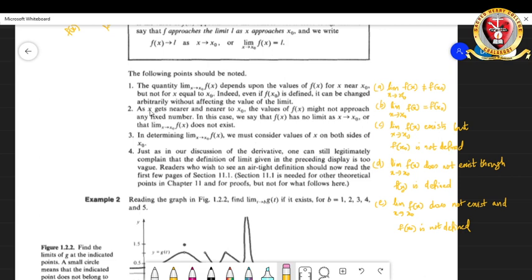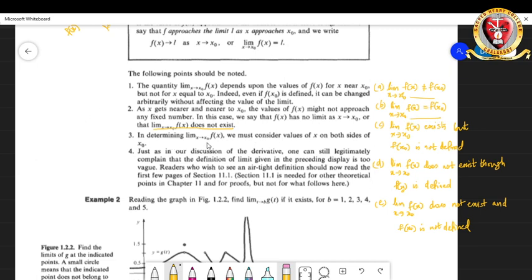Now the second is, as x gets nearer and nearer to x naught, the values of f of x might not approach any fixed number. That means there can exist a case when limit x tends to x naught f of x does not exist. Such a situation can happen.